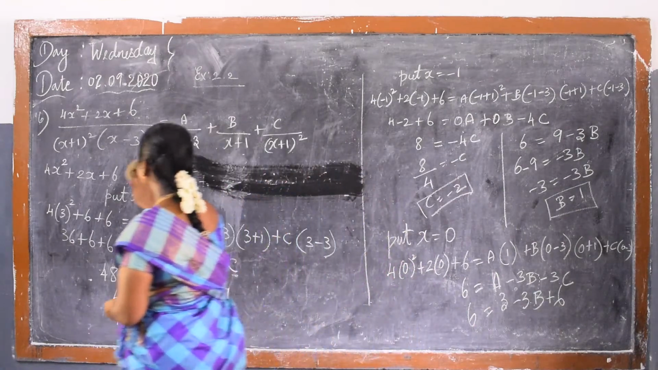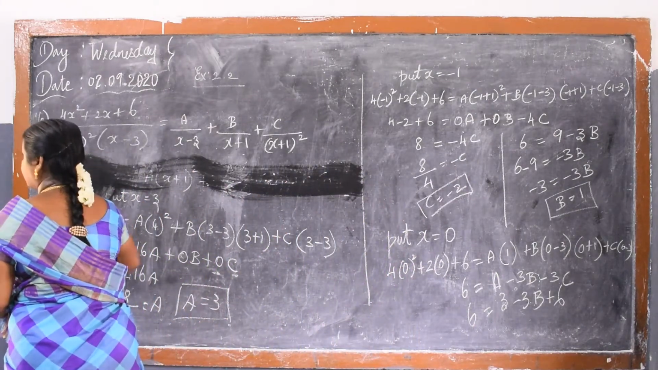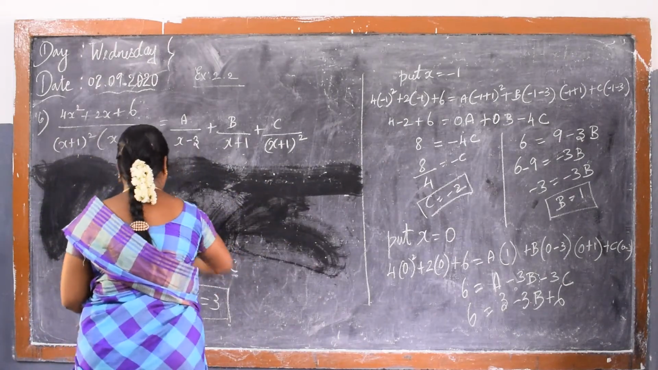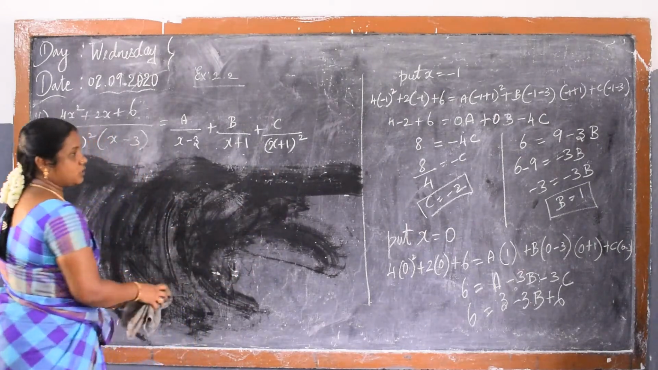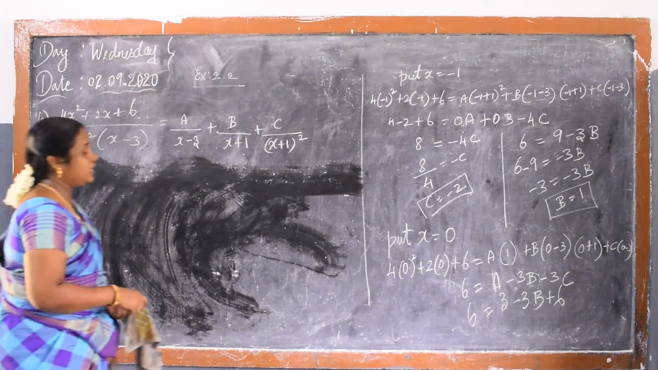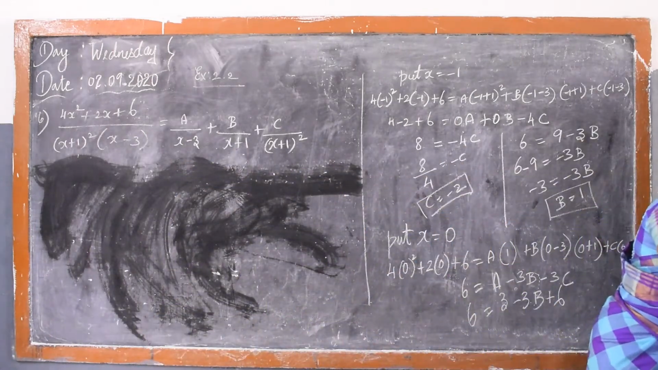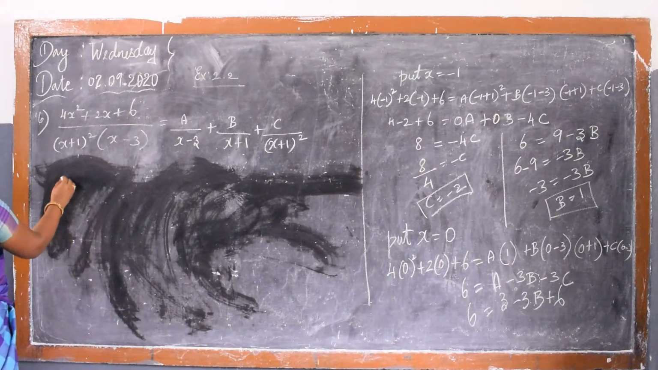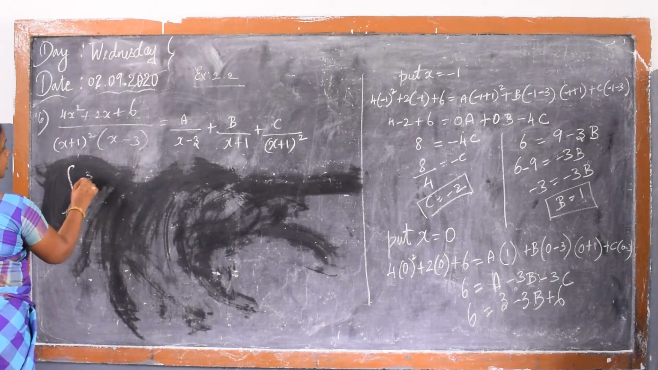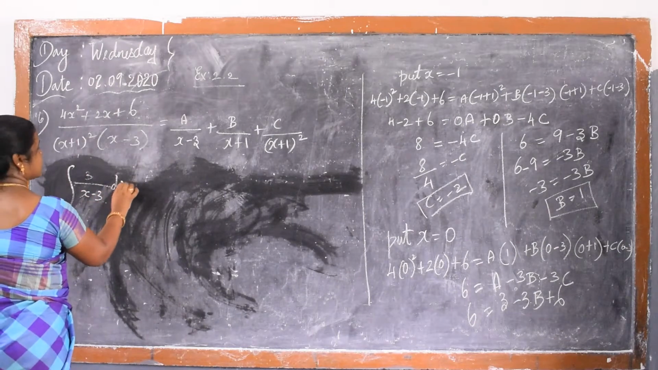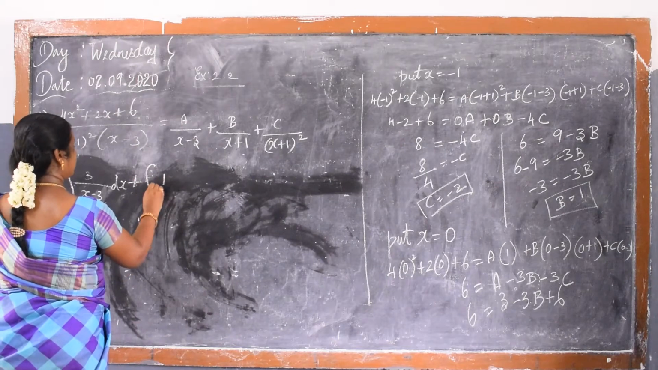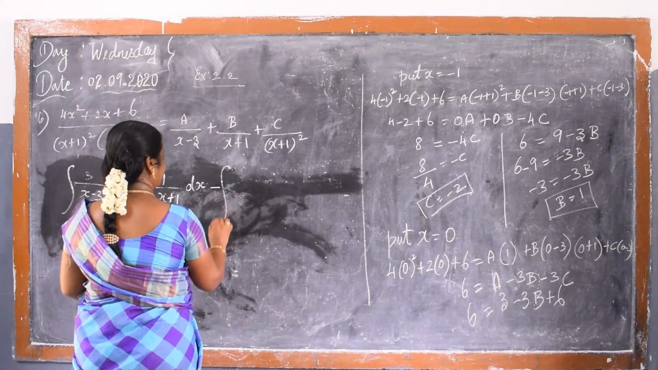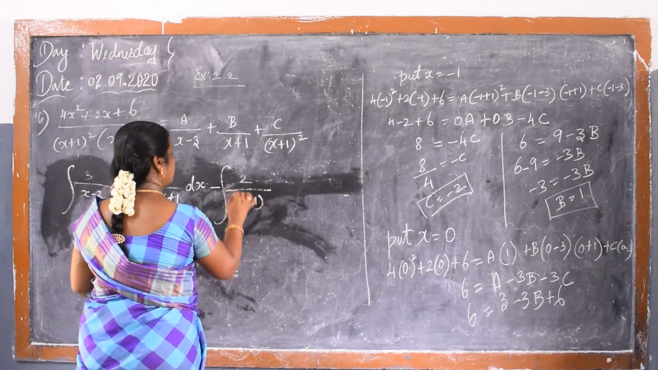See, our next step is to substitute all the values of A, B and C. What is the value of A? A is equal to 3. So, integrate 3 by x minus 3 dx. What is the value of b here? 1. 1 by x plus 1 dx. The value of c is minus 2. That means minus integrate 2 by x plus 1 whole square dx.